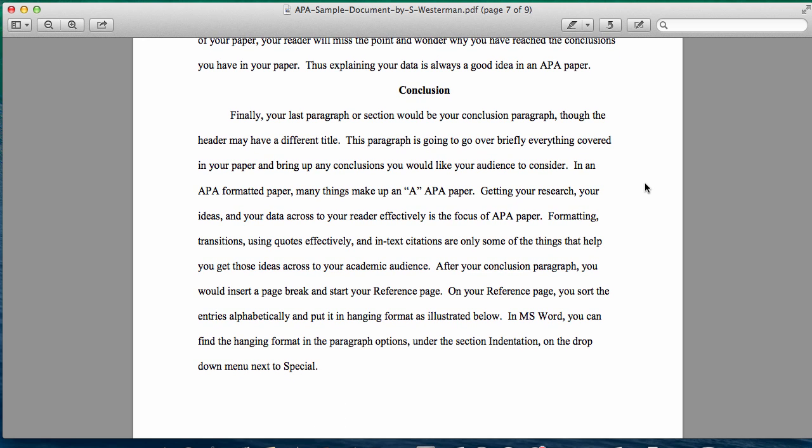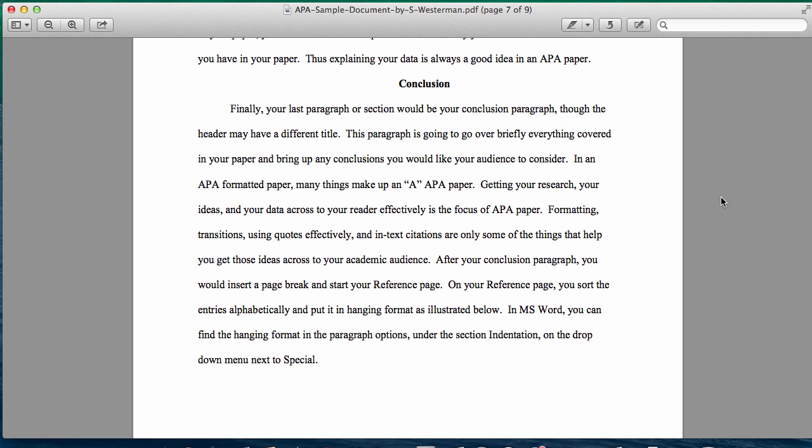Moving on to the conclusion. Finally, your last paragraph or section would be your conclusion paragraph, though the header may have a different title. This paragraph is going to go over briefly everything covered in your paper and bring up any conclusions you would like your audience to consider.